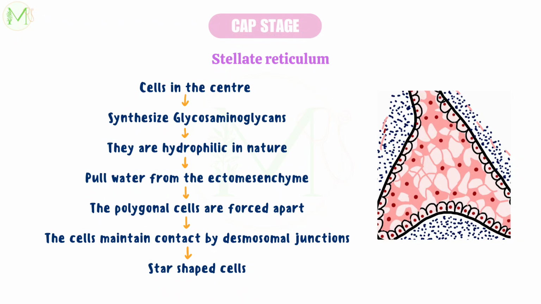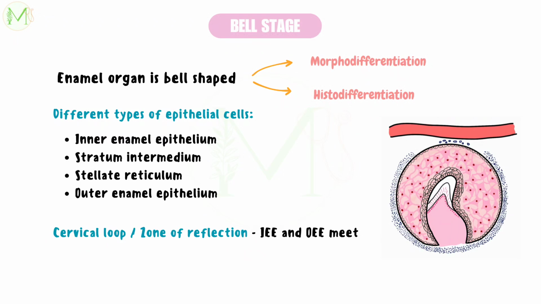The dental papilla also shows sign of becoming more vascular. The next stage is bell stage, where the enamel organ takes up the shape of a bell. The 2 major events that take place at this stage are morphodifferentiation and histodifferentiation.